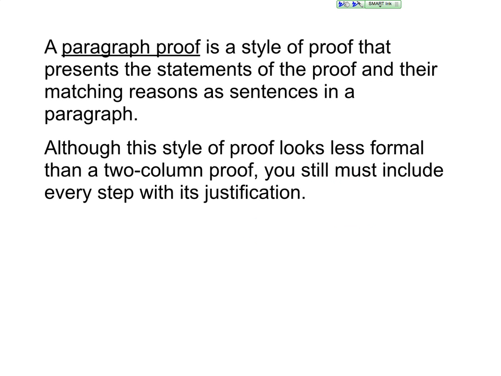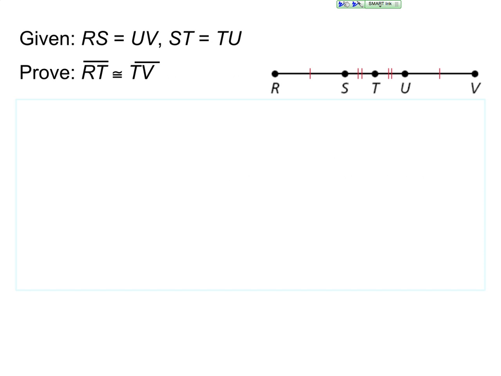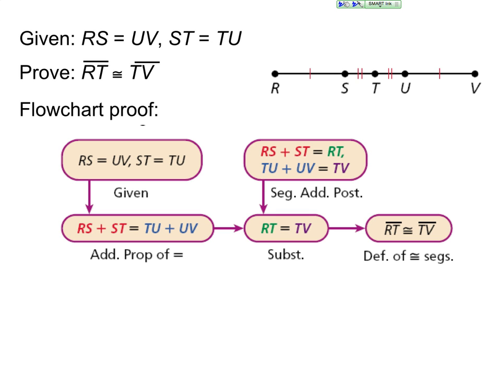The last type is a paragraph proof. Didn't quite get that? How close were you? Almost done? Okay, let me go back one more. Just about. They should all be in the textbook also. Got it?